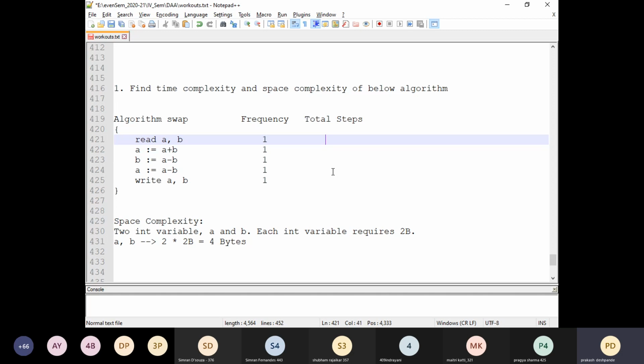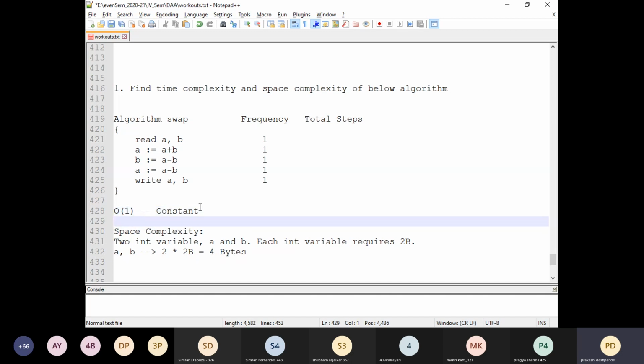Then how can we represent it in big O notation? For that, we require the table which I had given you in the PDF, where we had some values. Suppose it is big O of 1, that is a constant. And we had other values, like big O of n.